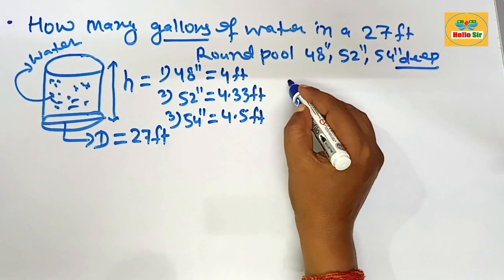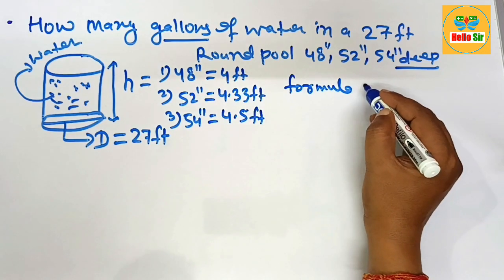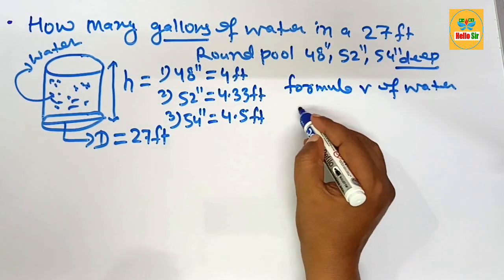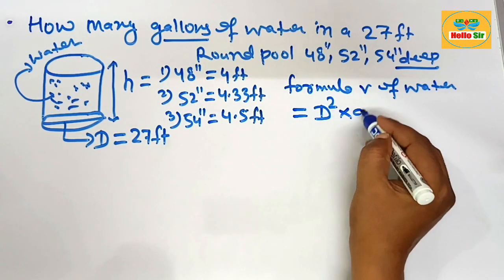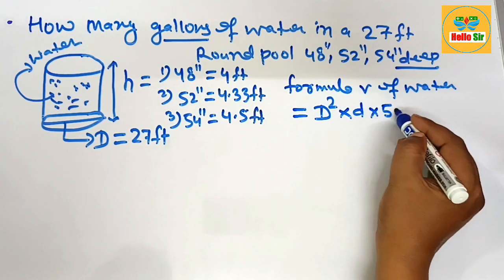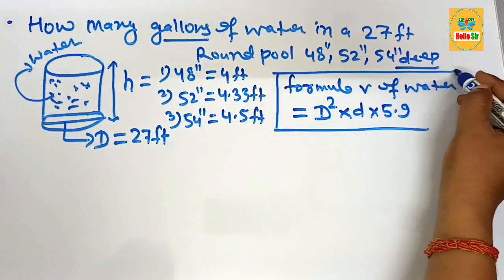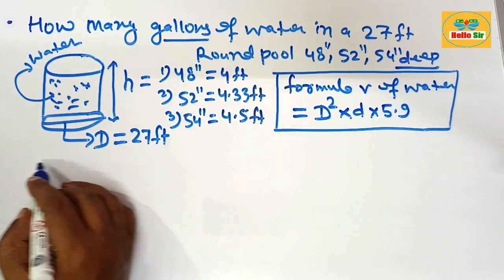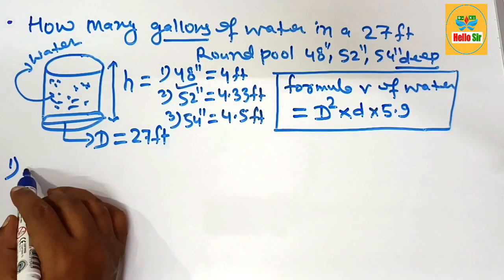And there is a formula to figure out the volume of water, that is D square, meaning diameter square, multiply by the depth of the pool, multiply by 5.9. This is the simple formula to figure out the quantity of water required to fill a round pool. First, we calculate the amount of water at 48-inch deep.